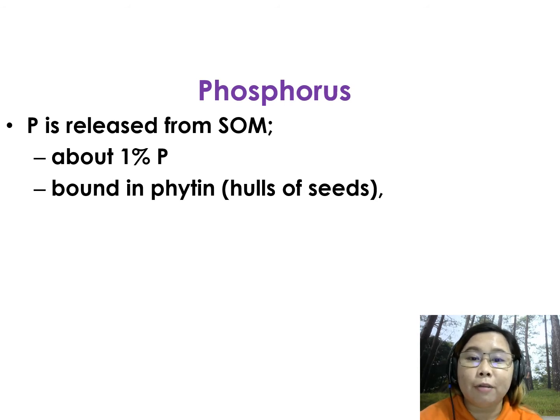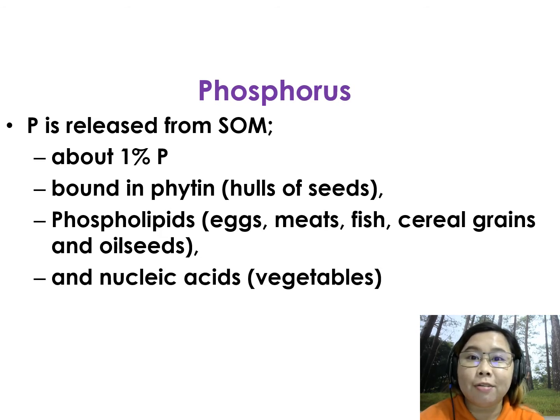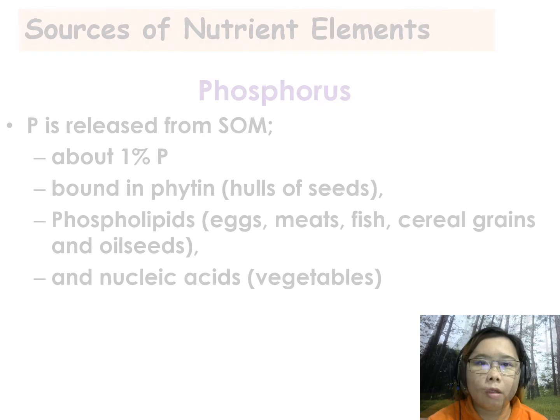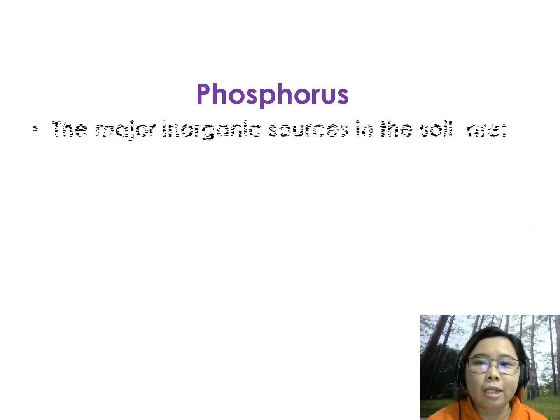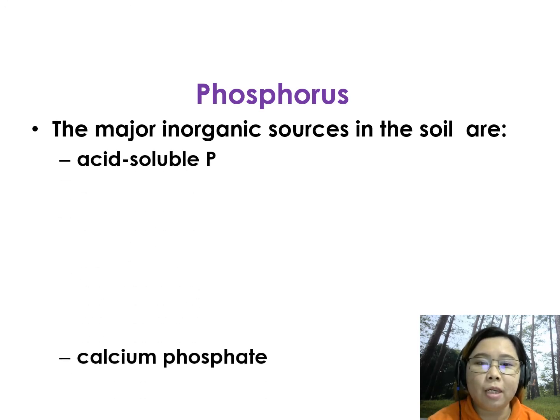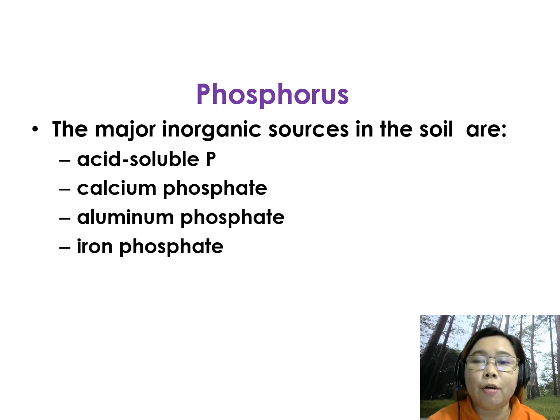They are bound in phytin, for example in the hulls of seeds, from phospholipids such as eggs, meats, fish, cereal grains, and oilseeds, and nucleic acids of vegetables. The major inorganic sources of phosphorus in the soil are the acid-soluble P, the calcium phosphate, the aluminum phosphate, and the iron phosphate.